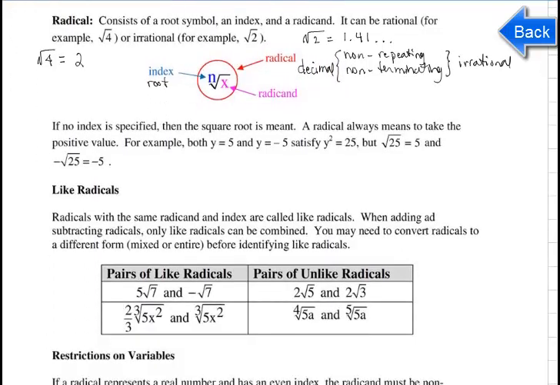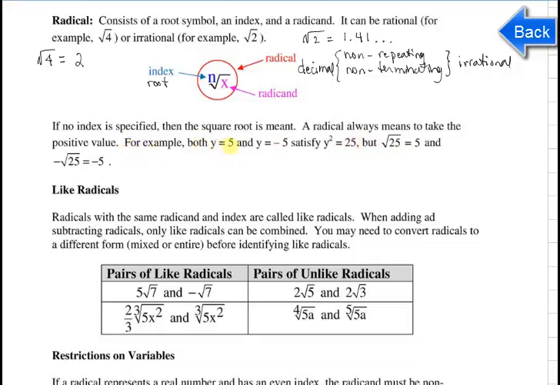If no index is specified, then the square root is meant. All that means is if you have something like up here, this root 4, if we don't put a number in for the index, that just means we're looking for the square root. A radical always means to take the positive value. And I've got 3 scenarios here. We'll take a look at it.